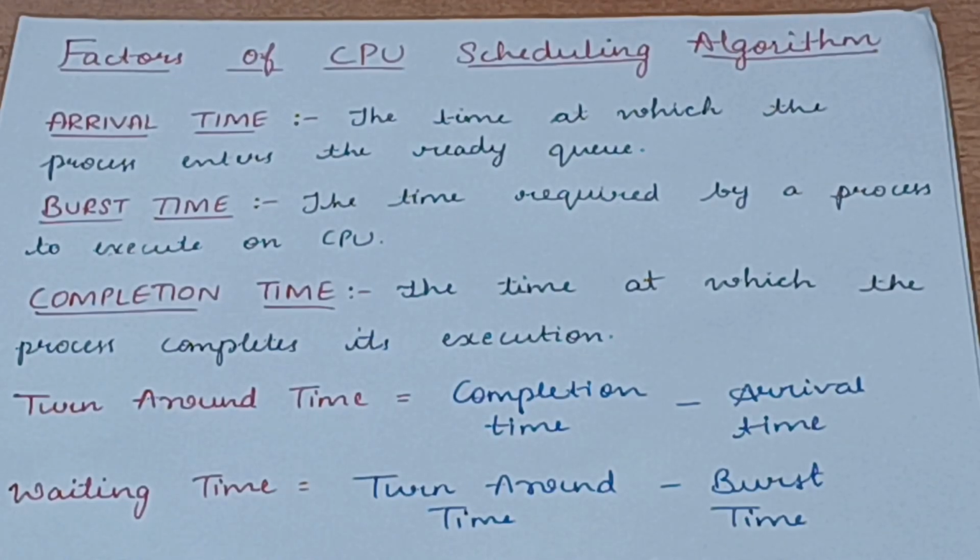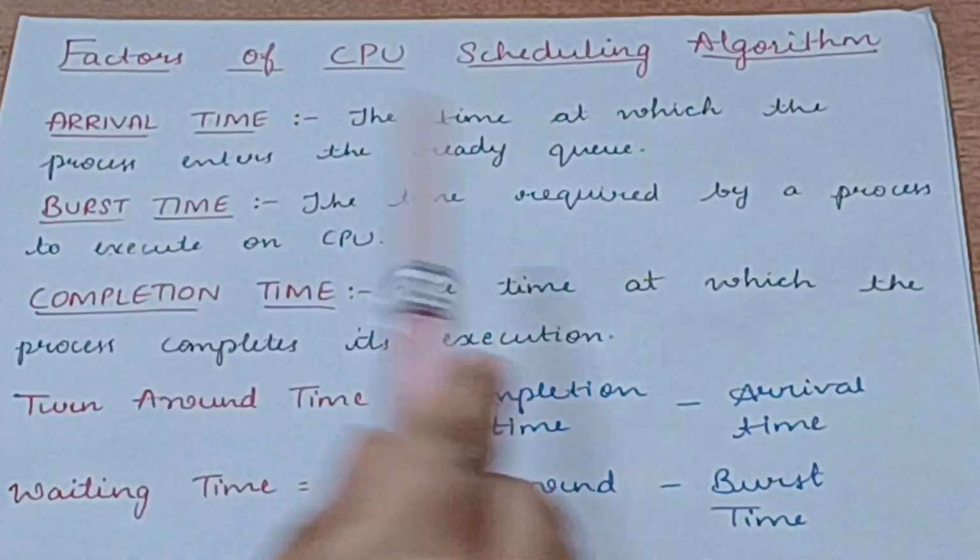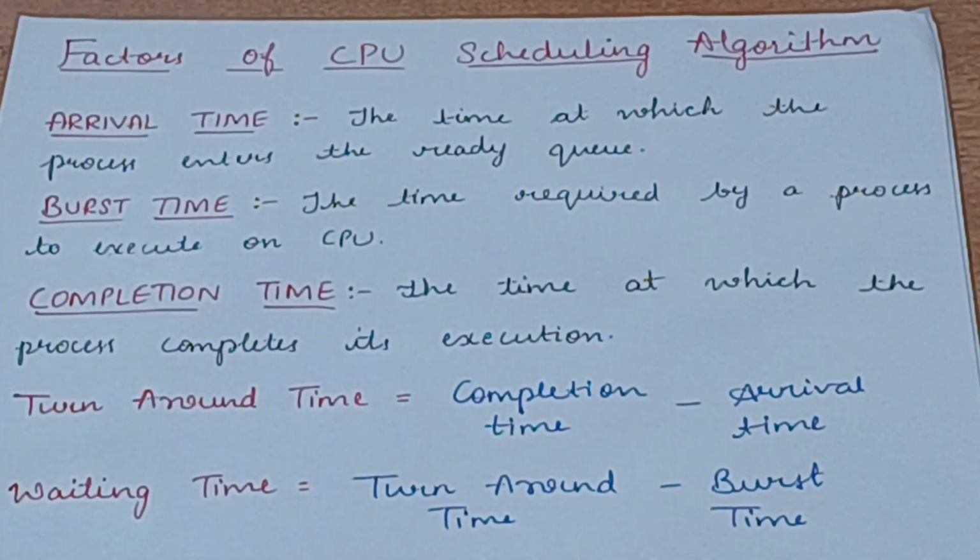First we have arrival time. Arrival time is basically the time at which the process enters the ready queue. Let's understand with an example: if you want to open a bank account, you go to the bank to open the bank account. The arrival time there will be the time at which you went to the bank.